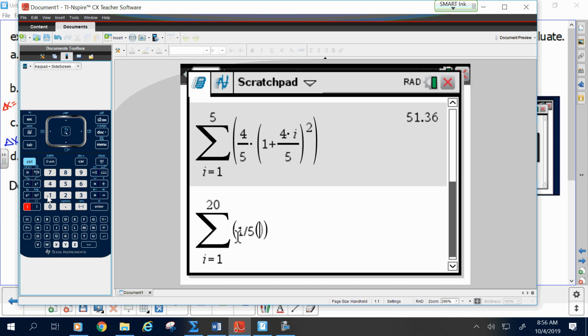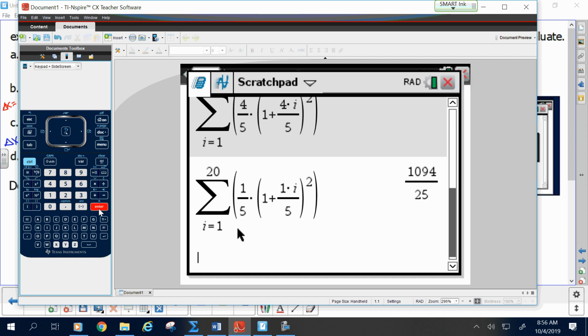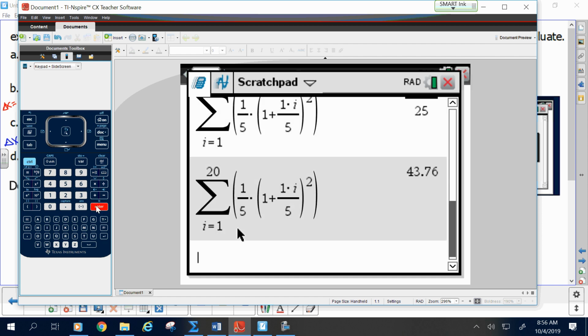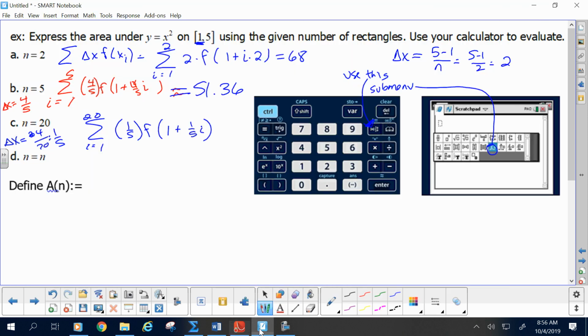It's 1 plus i divided by 5, squared. I got 1,094/25. Decimal approximation is 43.76. Do you concur? Yes. Okay. That's 43.76. All right.